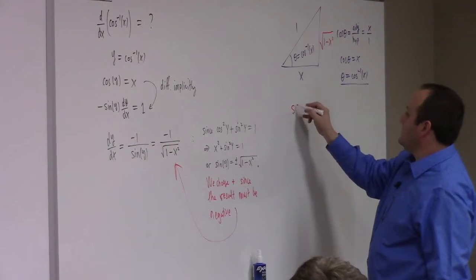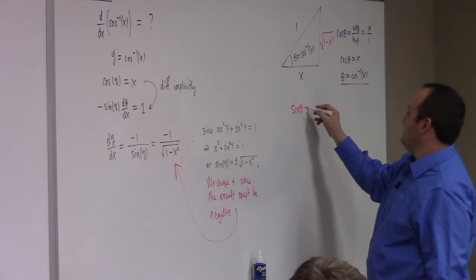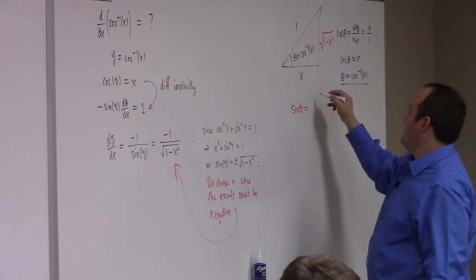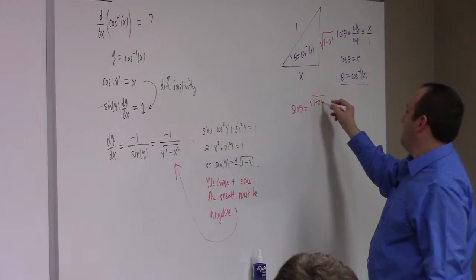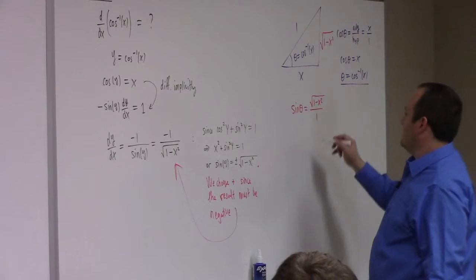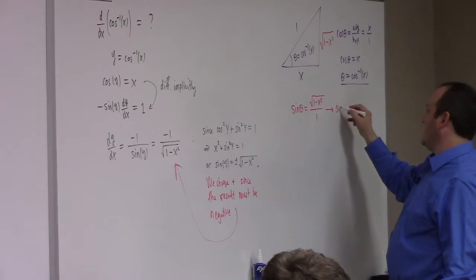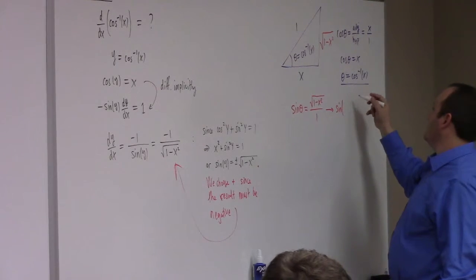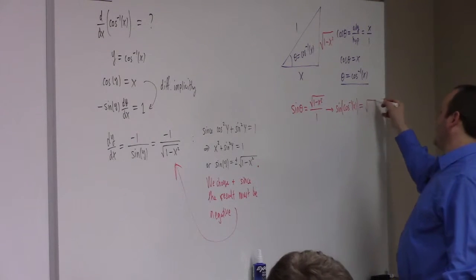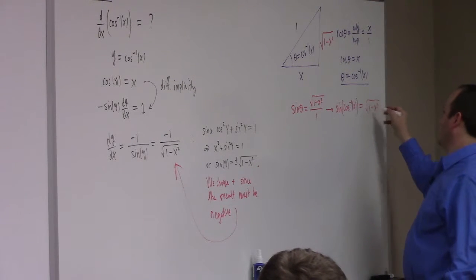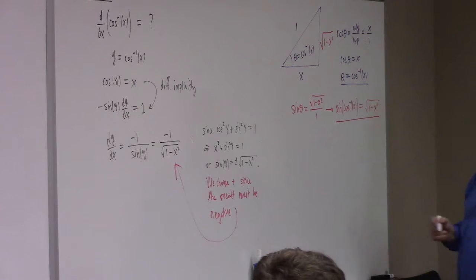It's easy to write things down like sine theta. What's sine theta? Opposite over hypotenuse, which is 1. So sine of theta, where theta is the inverse cosine of x, is equal to the square root of 1 minus x squared. That's how you do that kind of problem.